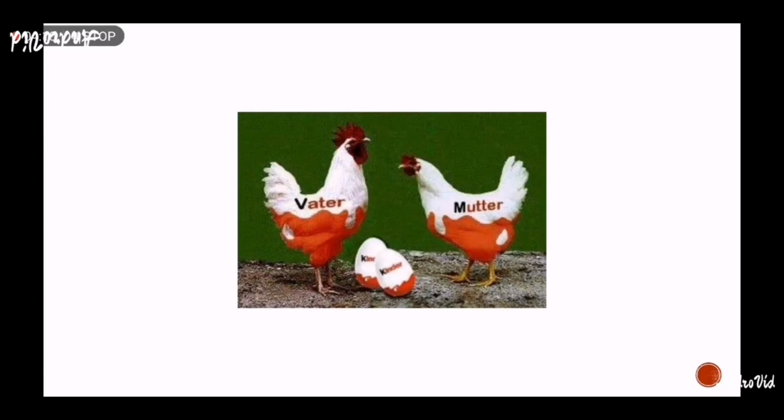Here is a joke for you. If you can understand it, then that means your language level is A2.